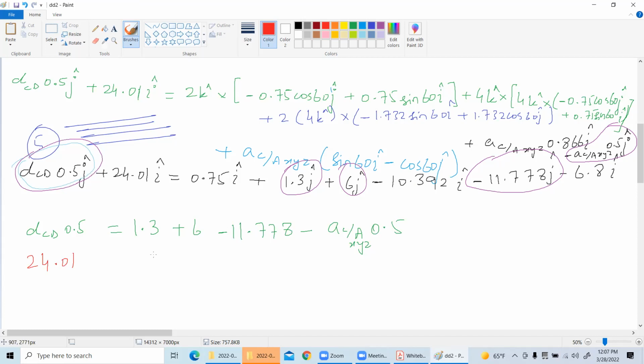Why don't you compare with this equation? One of the students who got the answer right, can you please compare it? Because I'm also not 100% on this because this is so lengthy. Mistakes can happen. That's fine. Minus 10.392 I minus 6.8 I. Then we have plus AC with respect to AXYZ 0.866 I. What happened? No, the J was with the J. No?